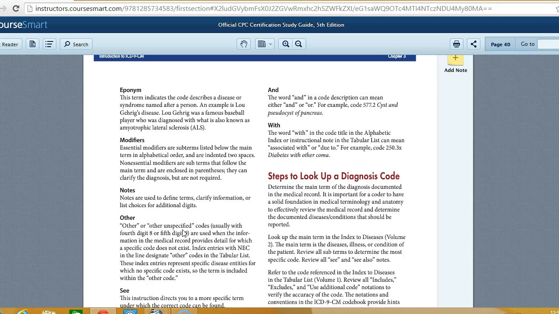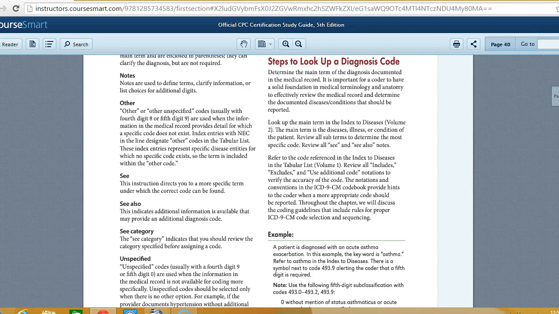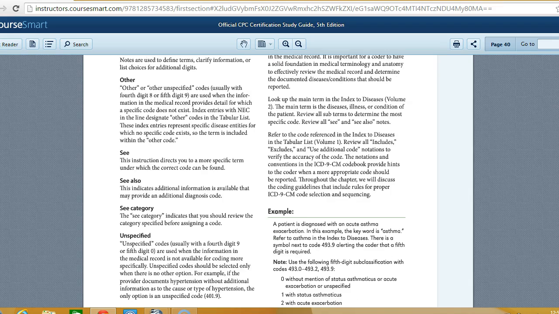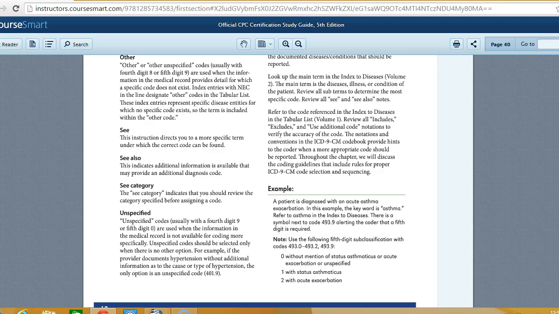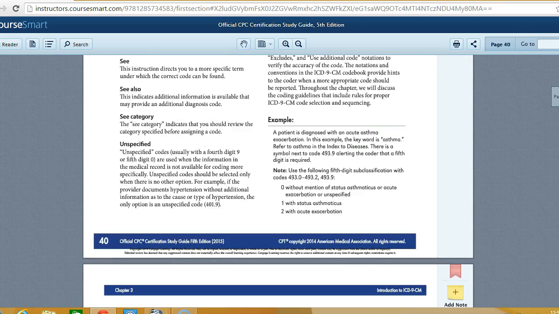And is considered and/or, with means due to. See means that you have to go somewhere else and look something else up. See also means that you can find it the way you're looking it up, but it's also available this way if you look it up this way. See category means you have to go to the category portion of the code where you started in order to find the code you're looking for. Of course, unspecified is our NOS.